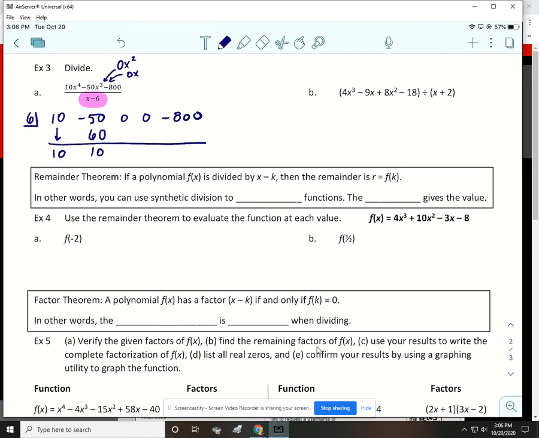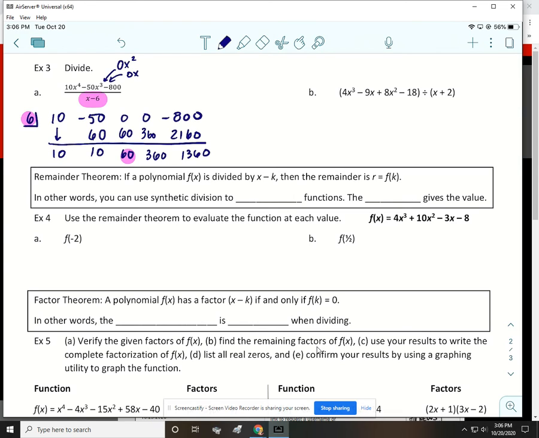And then do that again. 6 times 10 is 60. Write it under the next number. You're going to add and get 60. All right, and then 6 times 60 is 360. And you're going to add and get 360. All right, and then 6 times 360 is getting kind of large numbers. That's okay. And then you're going to add, and you're going to get 1360.